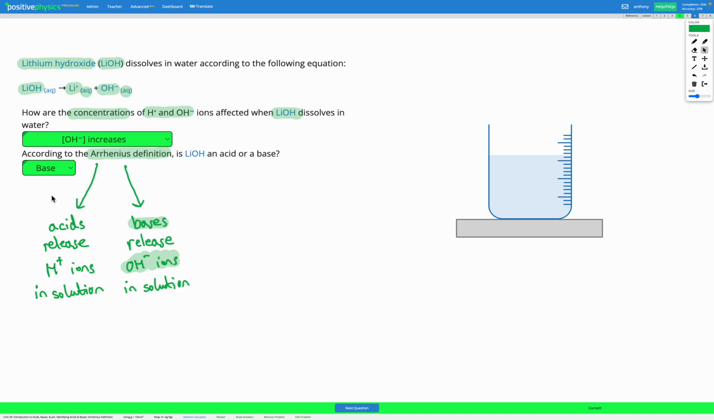So all we need to do for the Arrhenius definition is determine, does this thing release H+ ions? If it does, it's an acid. Does this thing release OH- ions? If it does, it's a base.